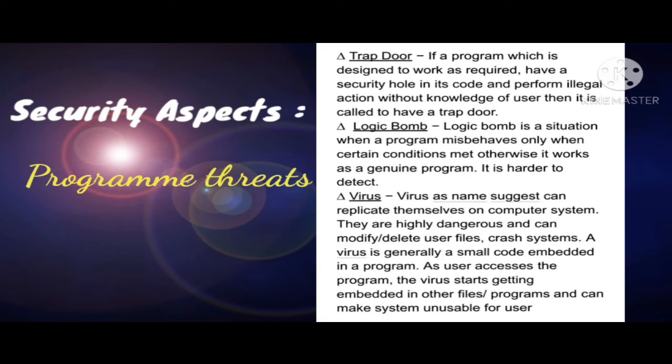Program threat number 5. Virus. Virus, as name suggests, can replicate themselves on computer systems. They are highly dangerous and can modify or delete user files, crash systems. A virus is generally a small code embedded in a program. As user accesses the program, the virus starts getting embedded in other files or programs and can make system unusable for the user.